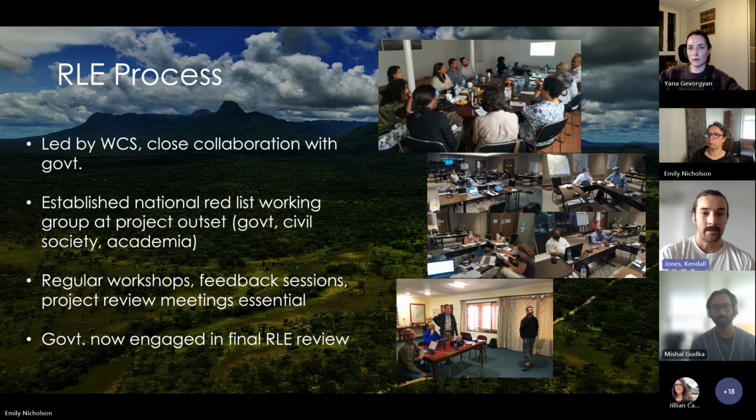At the very outset, we established a national red list working group that consisted of government, civil society, and academic partners. We had regular workshops, feedback sessions, and project review meetings with that red list working group. I think that was really essential, both to make sure that the product we produced was as robust as possible and made use of all the available data that we could get, and also to ensure government ownership and investment in the process and the product, which is really useful for then getting uptake and having them interested in using the product at the end.